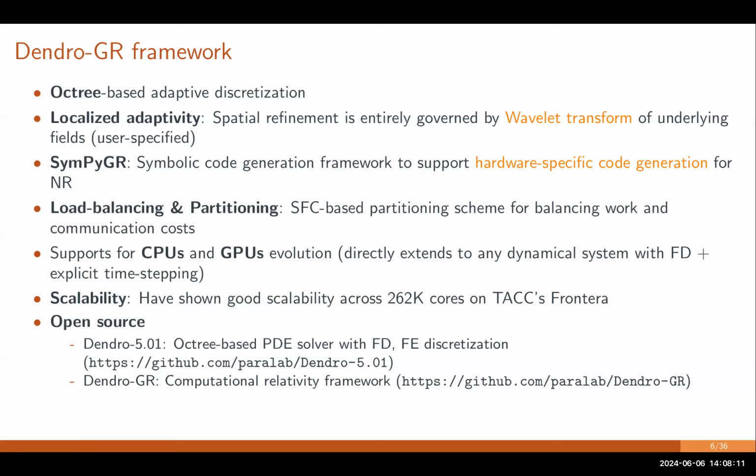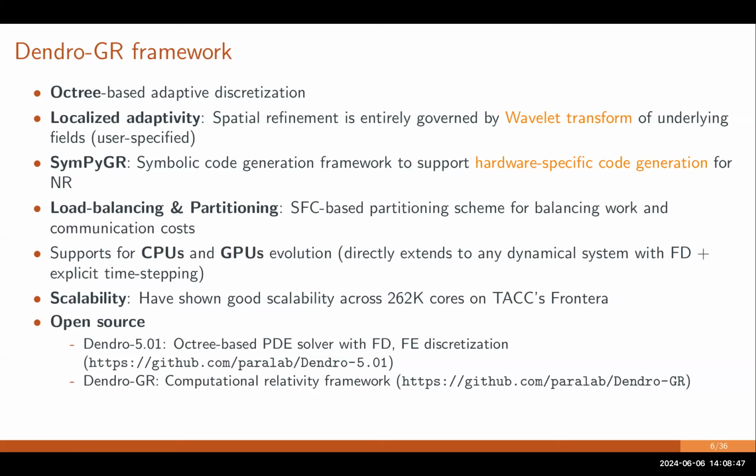And actually, it's not really limited to numerical relativity. So using the Dendro framework, you can do any time-dependent system with finite differences and explicit time stepping, using both CPUs and GPUs. And in terms of scalability of our software framework, we have shown good scalability across more than 200,000 cores on the Frontera computer, and all our codes are open source and available.